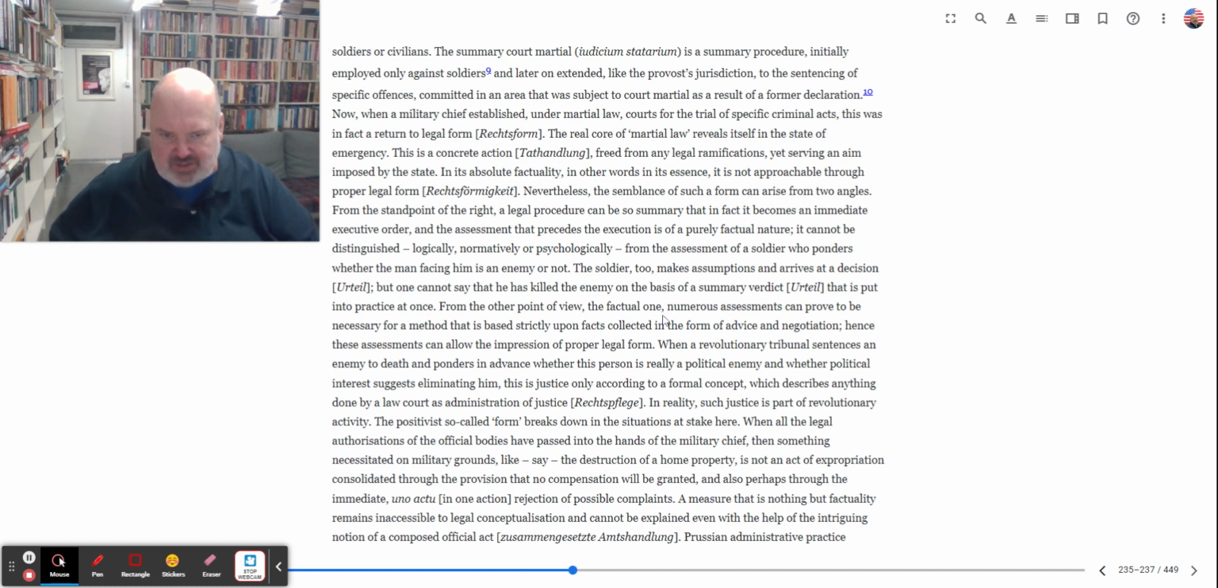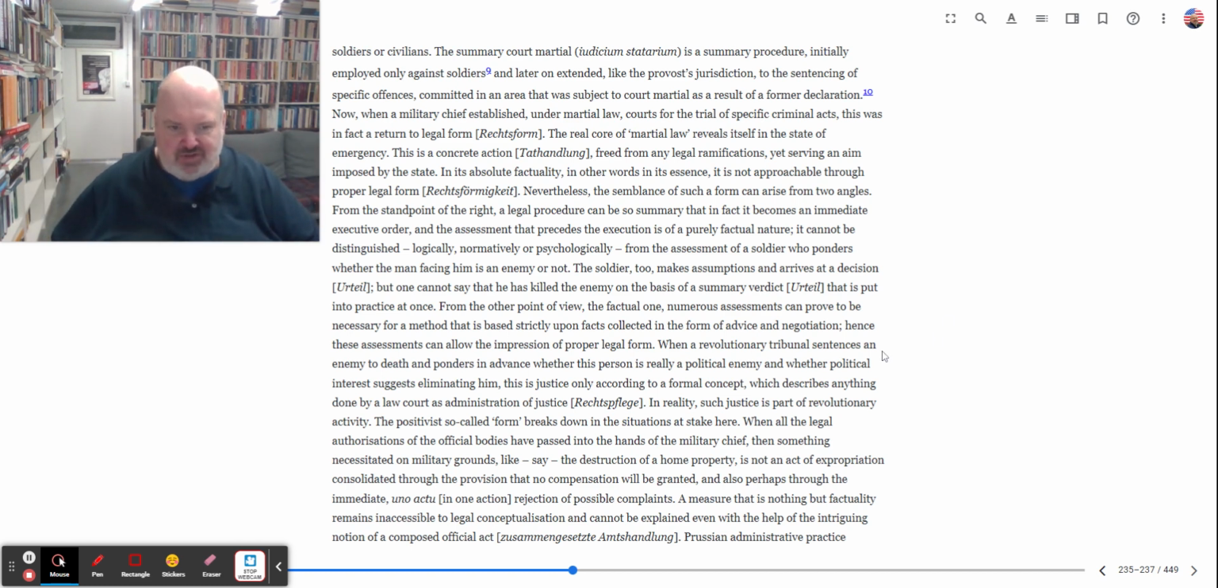From another point of view, the factual one, numerous assessments can prove to be necessary for a method that is based strictly upon facts collected in the form of advice and negotiations. Hence, these assessments can allow the impression of a proper legal form. So, this collection of information, these assessments, and these things.